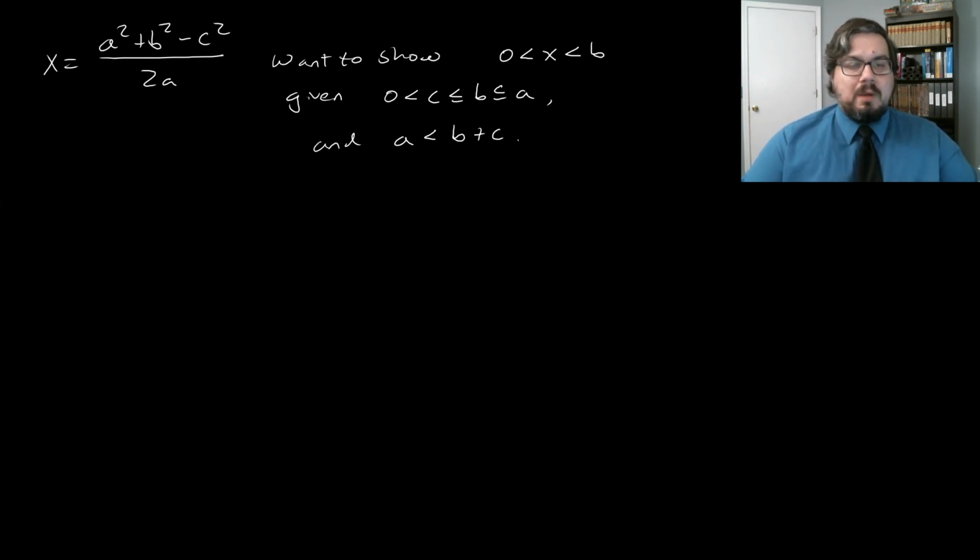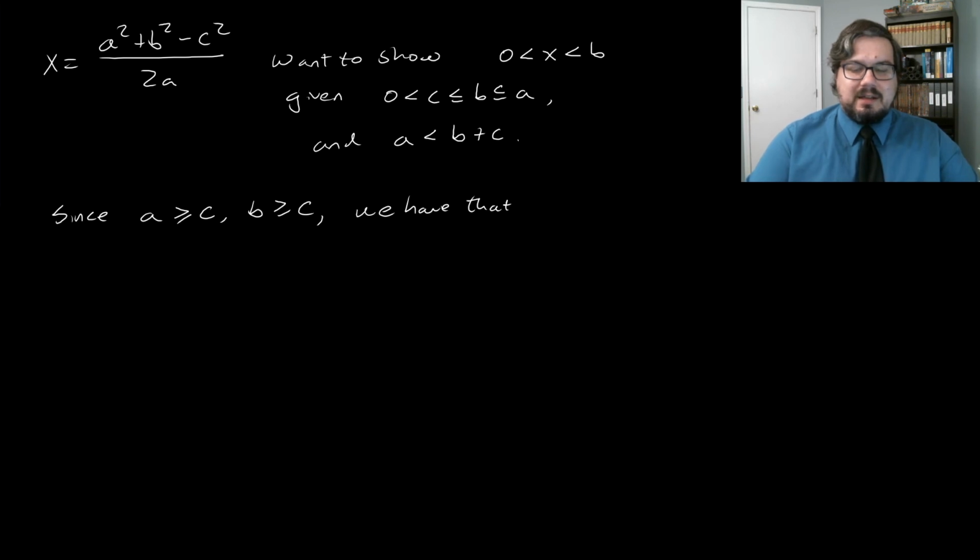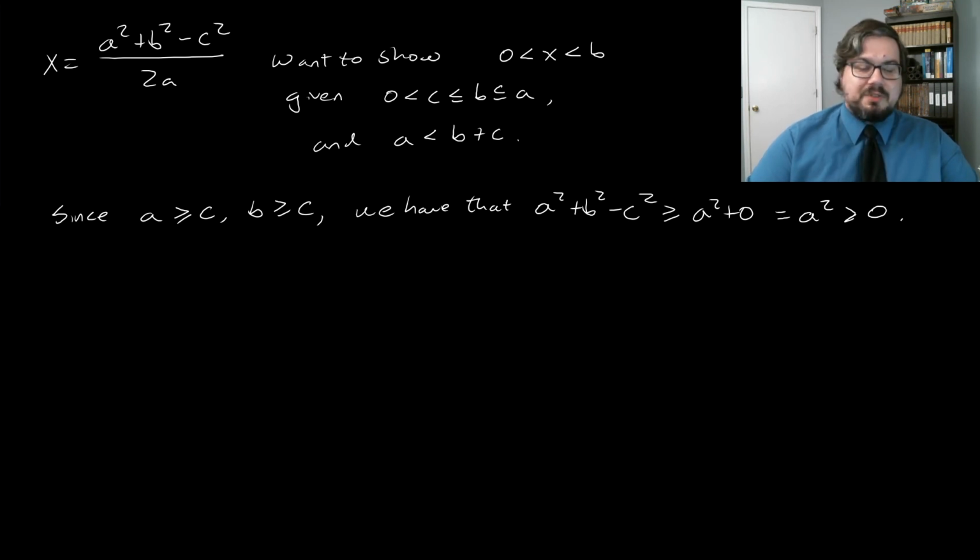All right, so one part of this is pretty easy. Since a is greater than or equal to c, and b is greater than or equal to c, we have that in a squared plus b squared minus c squared, b squared minus c squared has to be greater than or equal to 0. So a squared plus b squared minus c squared is greater than or equal to a squared, which is certainly greater than 0. So that checks out. So this means x is greater than 0.